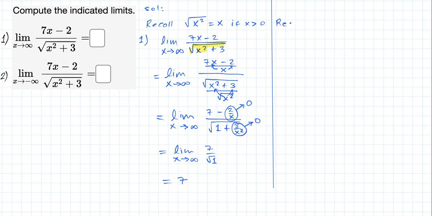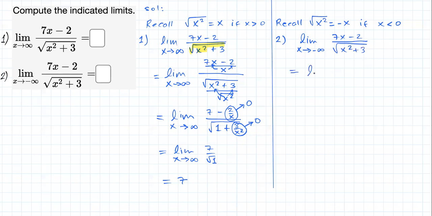For number 2, I want you to recall that the square root of x squared is equal to minus x if x is negative, okay? Now, again, you may say, Professor, how could we know that x is negative for number 2? Notice x approaches negative infinity now. It's very, very negative. We can think of x as being negative 1 trillion, something like that. Great. So for number 2, then, we will have the limit as x approaches negative infinity of (7x minus 2) over the square root of (x squared plus 3).